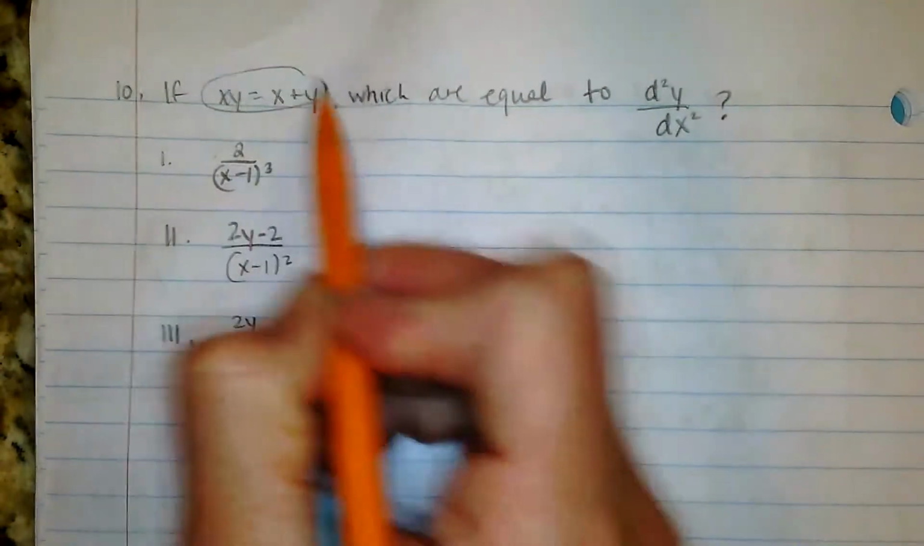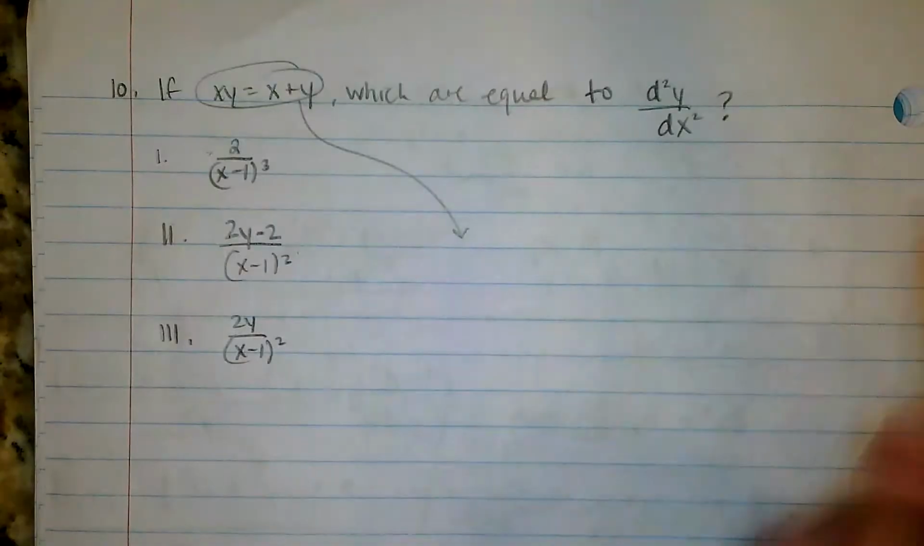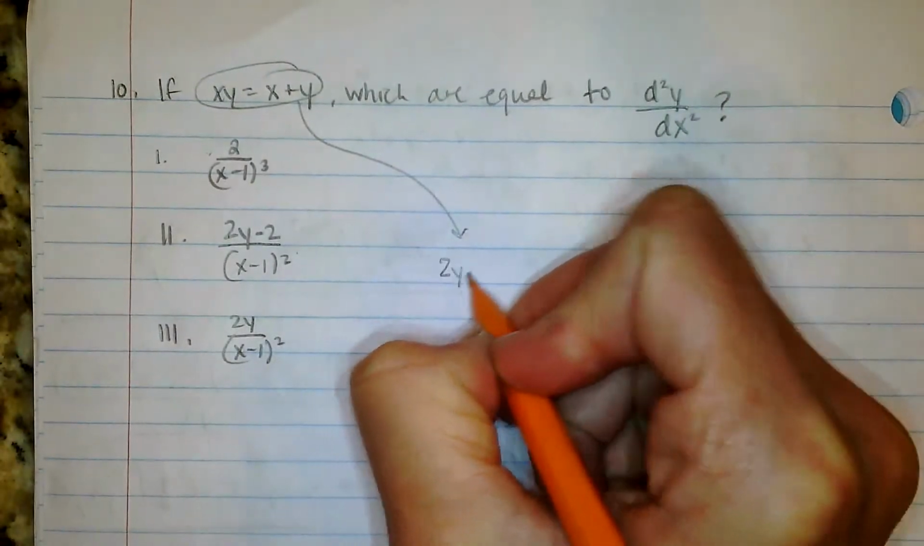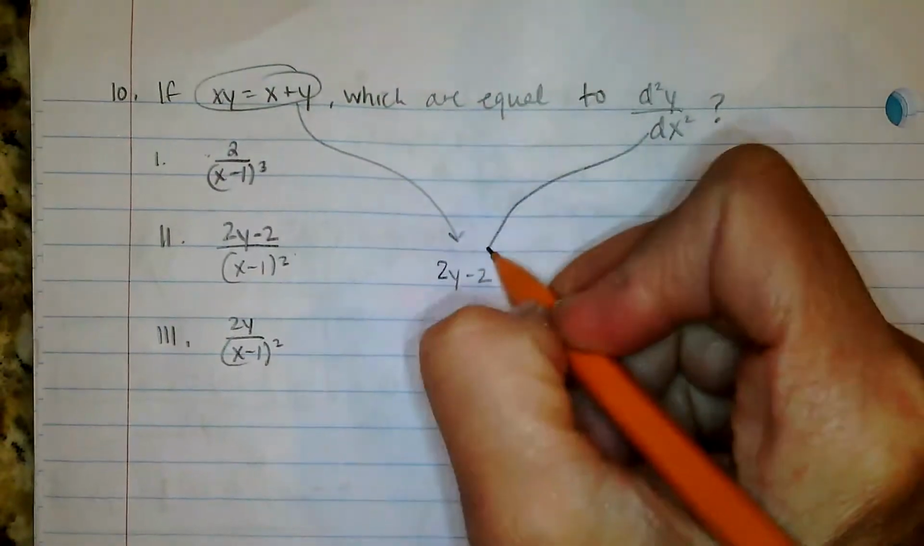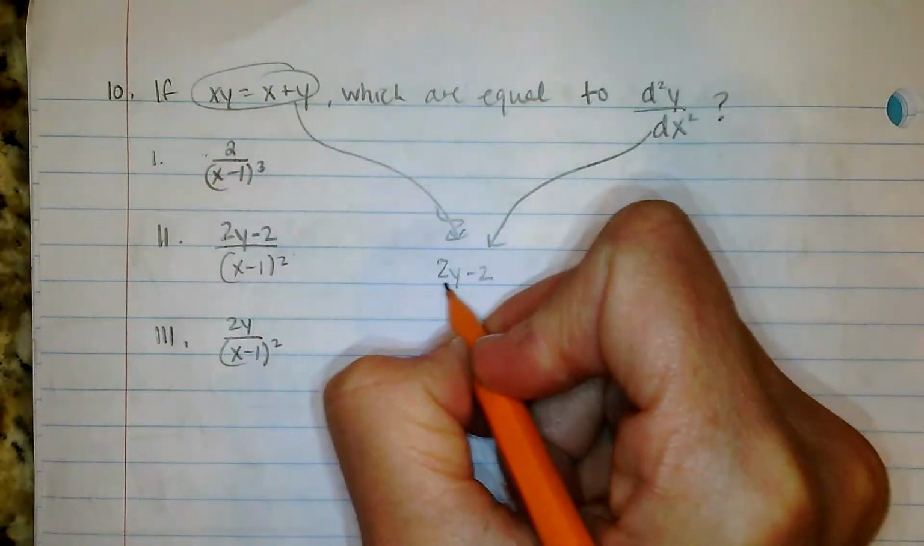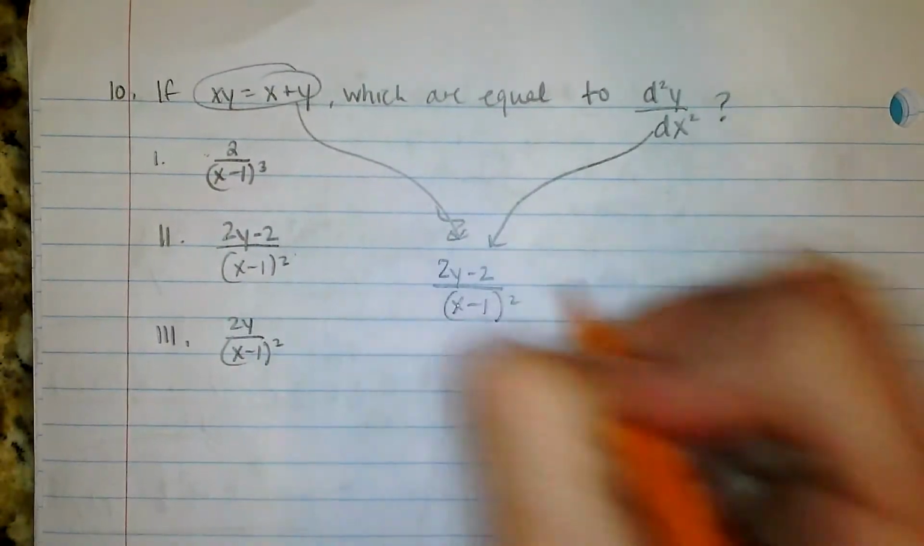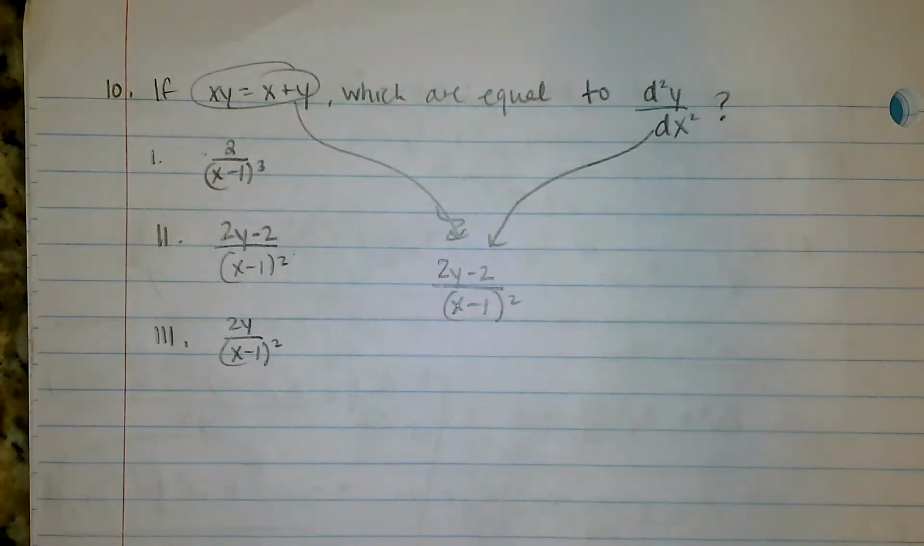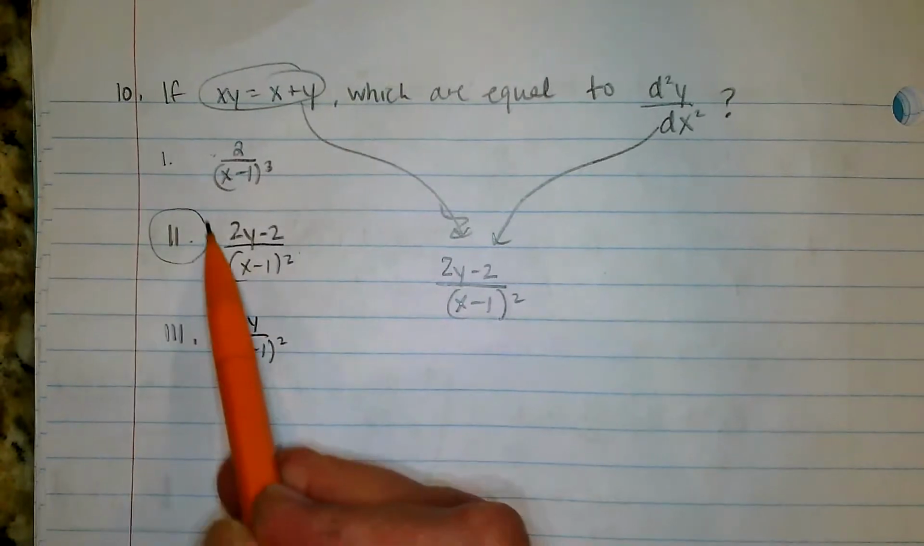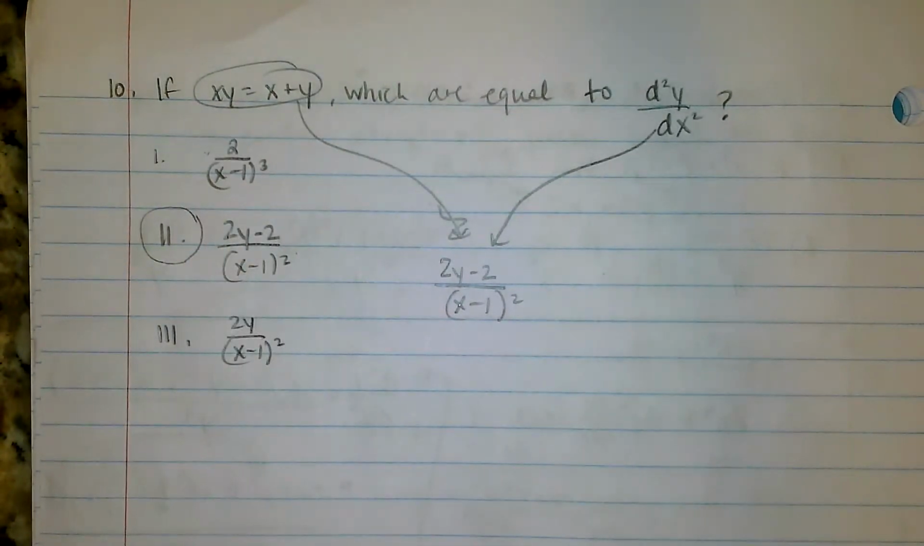Okay, so if we're finding the second derivative, I think you said that you did okay with getting that the second derivative is (2xy - 2) over (x - 1) squared, or 2y - 2 over (x - 1) squared. So if we know that that is correct, we also want to check the other ones.